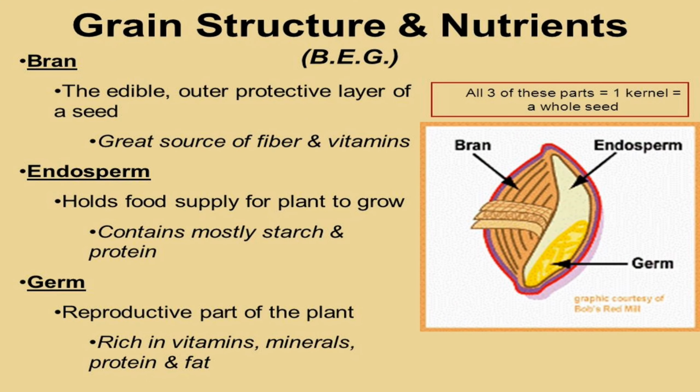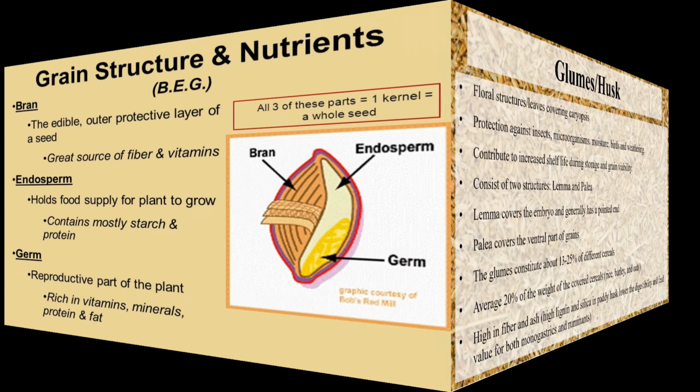Bran structure and nutrients. First is bran. It is the edible outer protective layer of a seed and a great source of fiber and vitamins. Second is endosperm. It holds the food supply for the plant to grow and contains mostly starch and protein. Third is germ. It is the reproductive part of the plant and is rich in vitamins, minerals, protein, and fat.